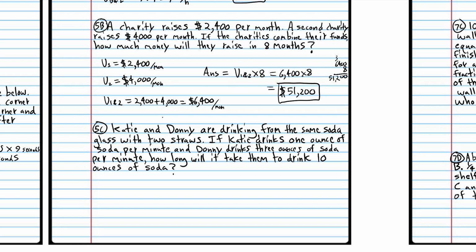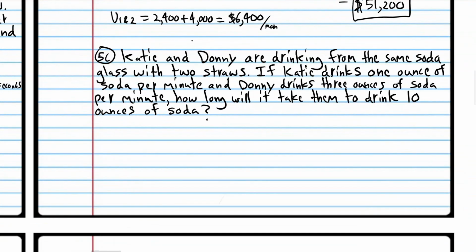If you get stuck, we'll do it together, and we're going to do it together anyway. So pause the video and try 5C. All right, we're back. Katie and Donnie are drinking from the same soda glass with 2 straws. If Katie drinks 1 ounce of soda per minute and Donnie drinks 3 ounces of soda per minute, how long will it take them to drink 10 ounces of soda? So it's asking how long. That's the difference between this problem and the other problems. So you're going to have to use division.